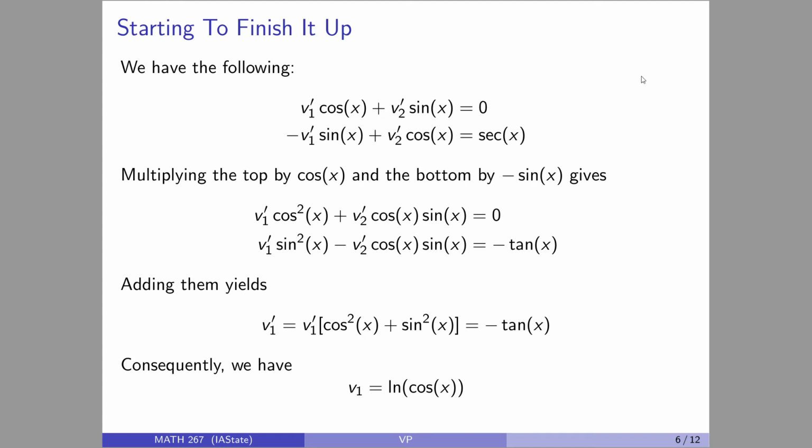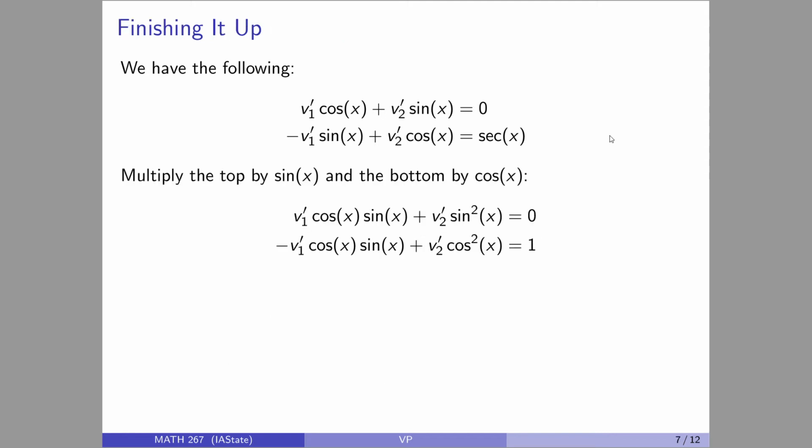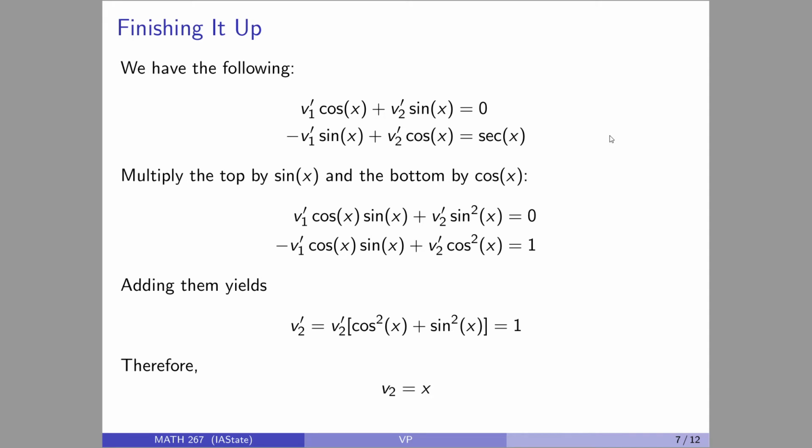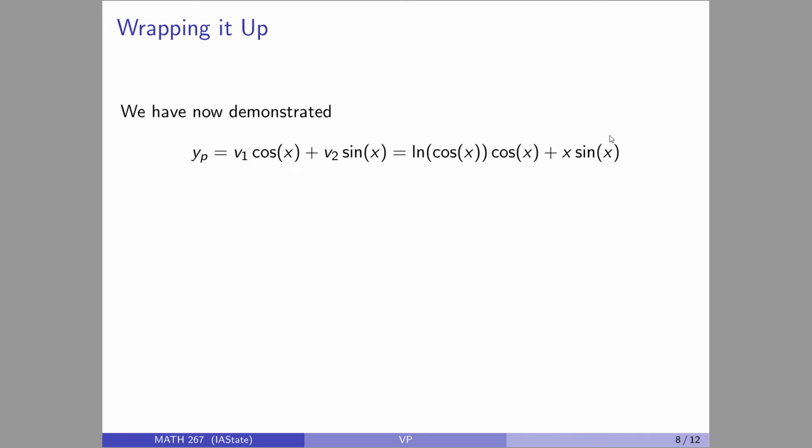Alright. So, we figured out v1 by cleverly multiplying and adding. If you do a different multiplication and adding, so note that I did choose cosine and sine to delete the v2 prime term so I could solve for v1 prime. If I do a similar thing to eliminate v1, well, then I get v2 prime is 1, so v2 is x, and I now have my particular solution. v1 I know is log of cosine, v2 is x, and so hey, there's the particular solution. It's log of cosine times cosine plus x times sine of x.